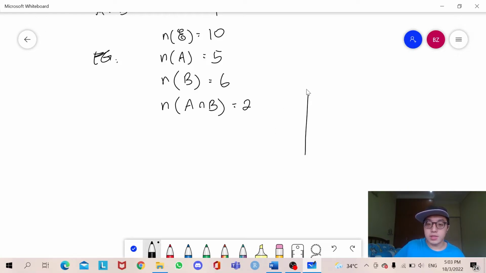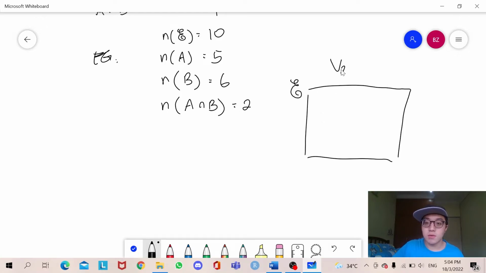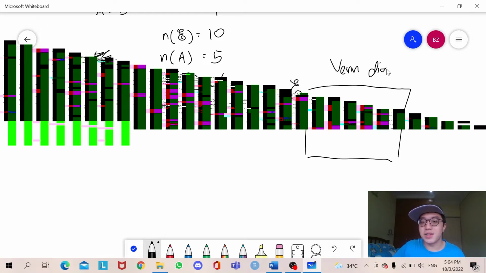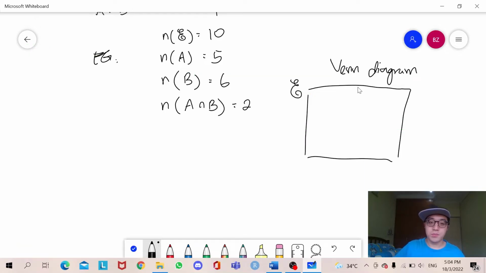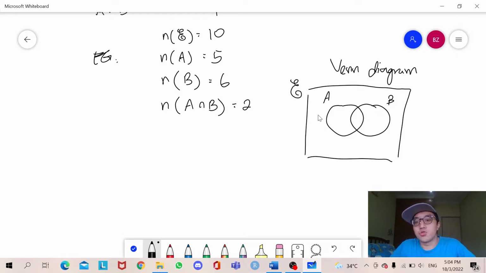So this is a Venn diagram. If I had not talked about it just now, this is called a Venn diagram. You have A, you have B. From the information given, how are you going to draw a Venn diagram? By the way, if you're drawing it in real life, you must make sure that the Venn diagram rectangle cannot have any spaces. If not, it's wrong.